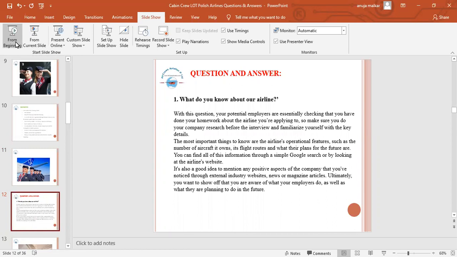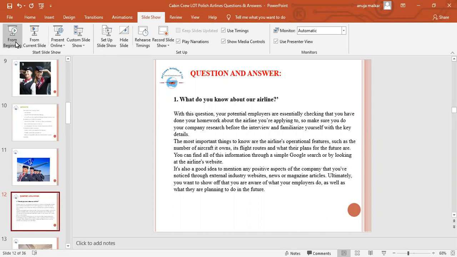Now, moving ahead to the question and answers. The first one is, what do you know about our airline? So this can be your first question. While answering this question, your potential employers are essentially checking that you have done your homework about the airline you're applying to. So make sure you do your company research before the interview and familiarize yourself with the key details.